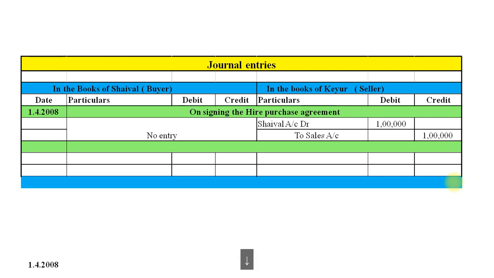The second entry on 1/4/2008 will be of down payment. The journal entry in the books of Shaival will be machine account debit to bank 20,000, and in the books of seller it will be bank account debit to Shaival, that is 20,000.